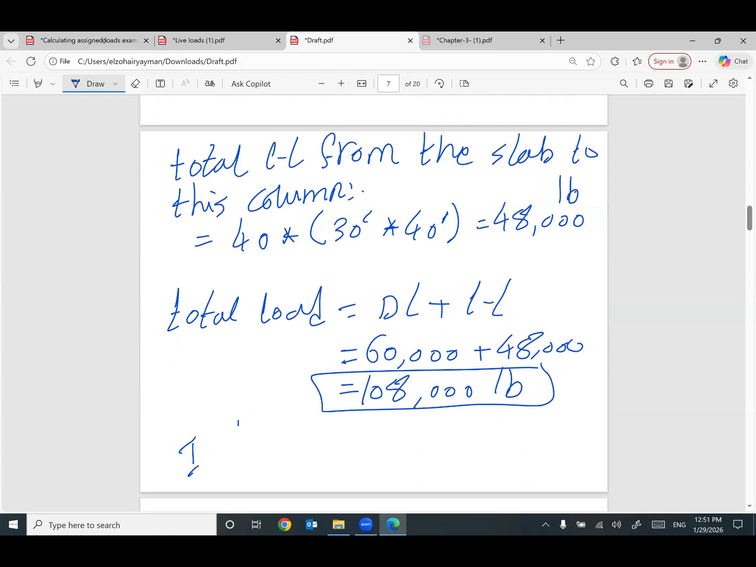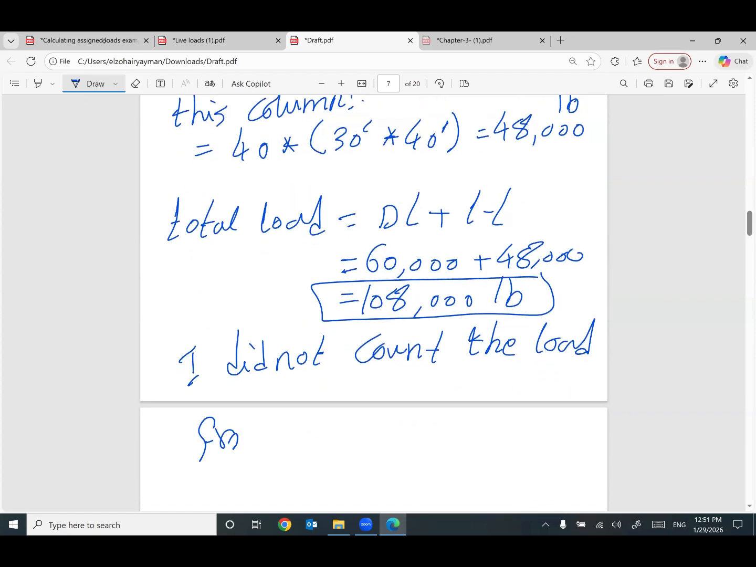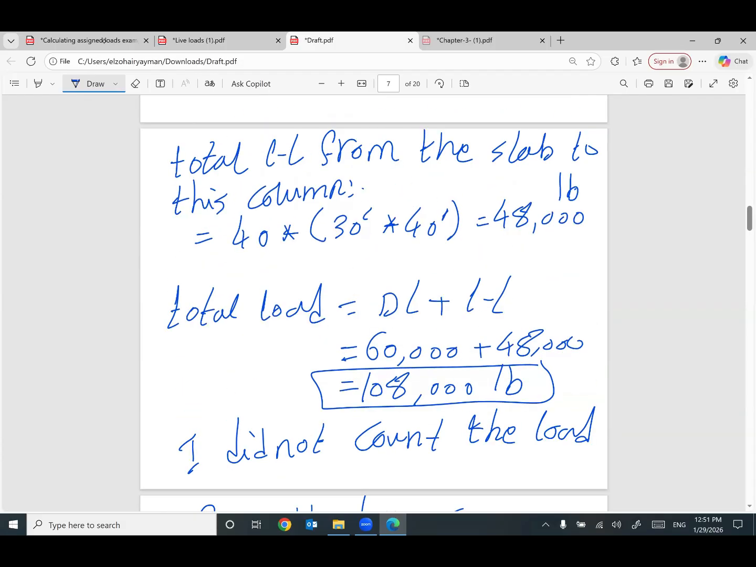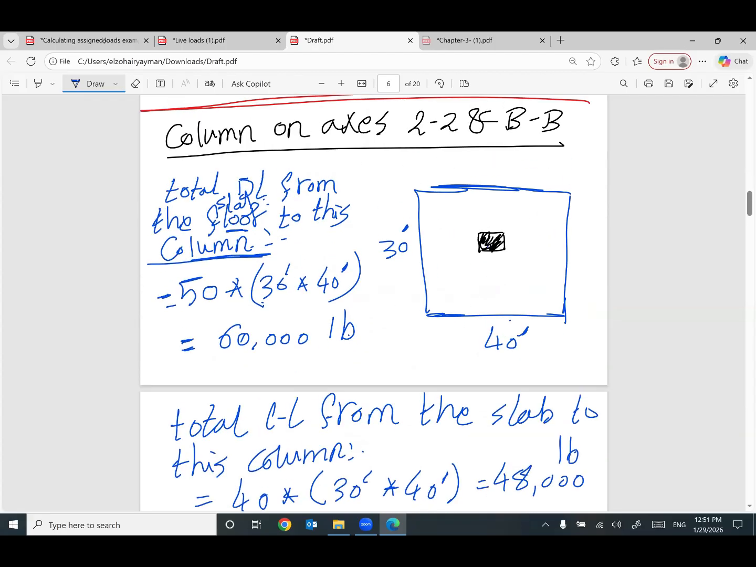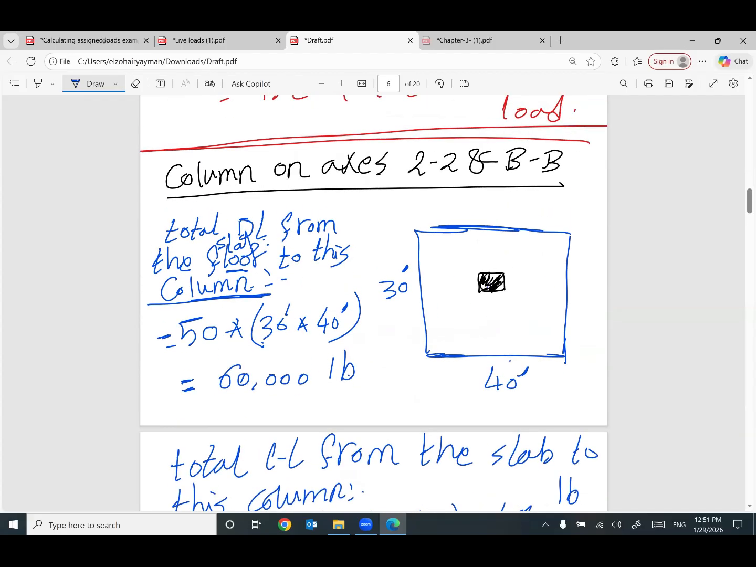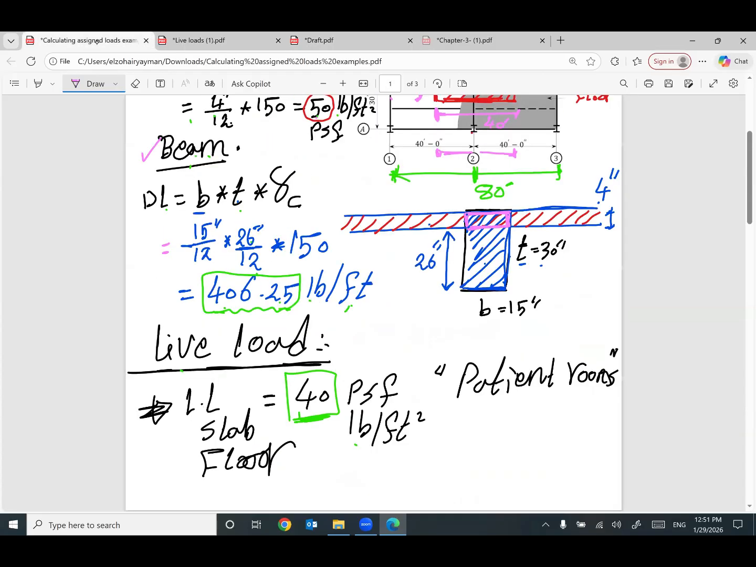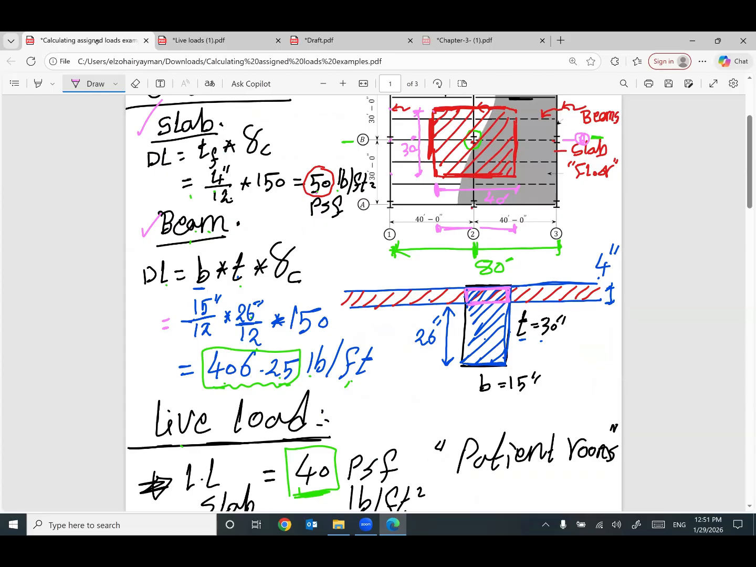I did not count the load from the beams. I counted only the load coming from the slab. We don't like to make it more complicated, because the column is supporting beams and we need to do structural analysis to figure out the reactions coming from these beams and to find the loads on the column. So that's enough for this course.